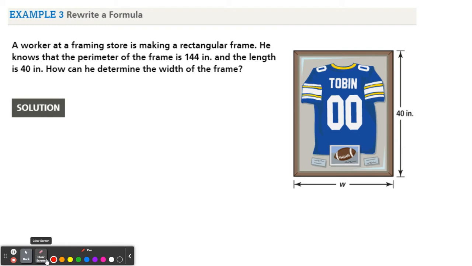A worker at a framing store is making a rectangular frame. He knows that the perimeter of the frame is 144 inches and the length is 40 inches. How can he determine the width of the frame?